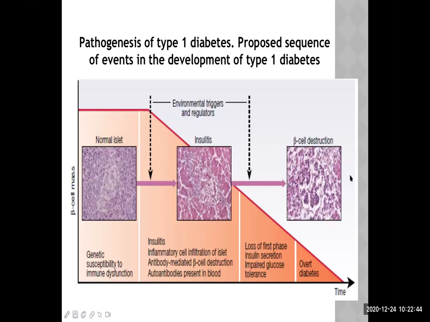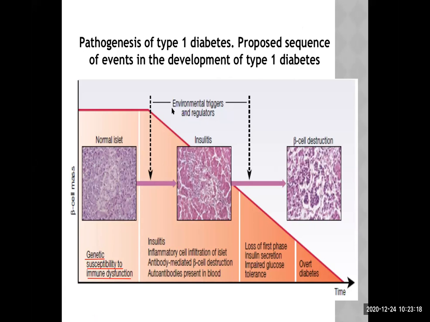Now, let's combine all of the things we have discussed till now in the pathogenesis of type 1 diabetes. This is a proposed sequence of events in the development of type 1 diabetes. What happens in the beginning and what happens at the end. This is a normal islet of Langerhans, and these are the beta cells present here. The person is already genetically susceptible, because this is a matter of gene, isn't it? The person is already carrying those genes. See this, genetic susceptibility to immune dysfunction.